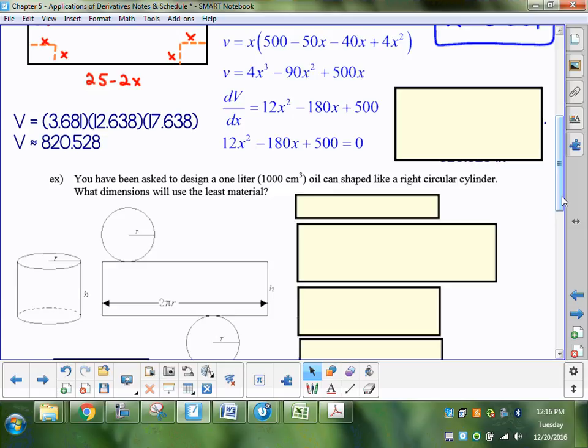Now, let's figure out the surface area. You have a top and a bottom. What shapes are the top and the bottom? Circle. How do you find the area of a circle? Hands up, please, if you can tell me how you find the area of a circle. Seriously? Josh? How do you find the area of a circle?